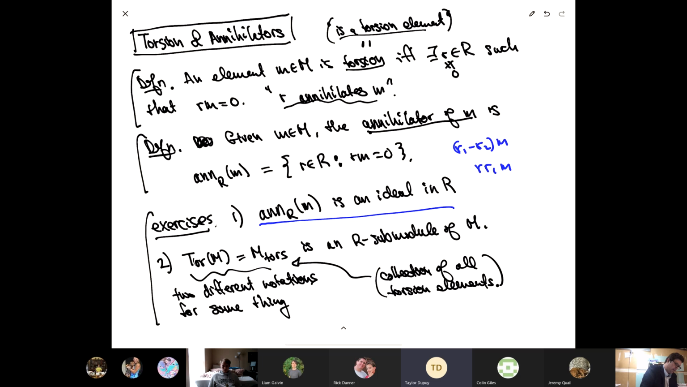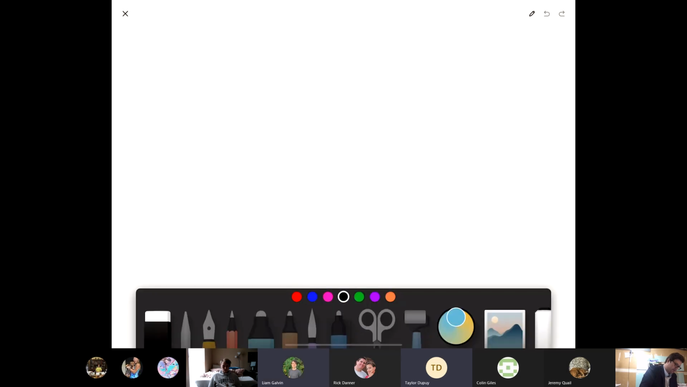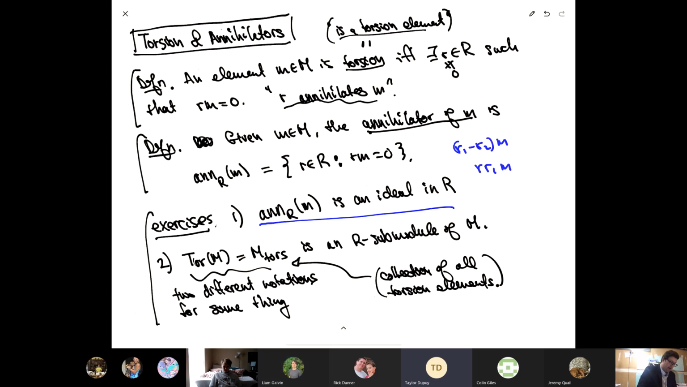Wait, how is torsion different than zero divisors again? Because it's a module, right? If R is equal to M, then M torsion is the zero divisors.